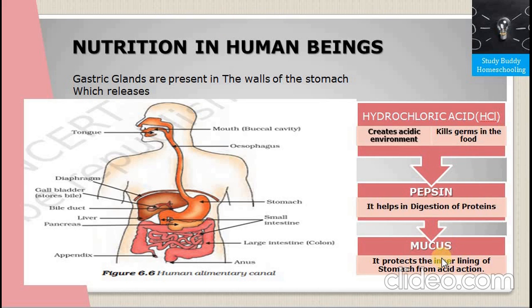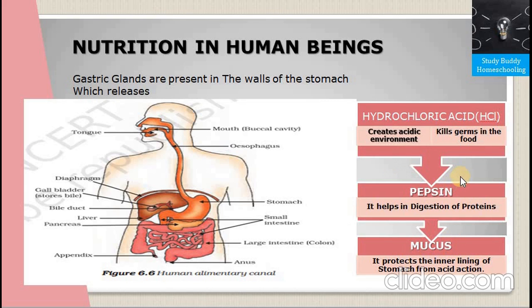Why is this lining important? We all know that HCl is being secreted. HCl can be highly corrosive to the cells and can be very damaging. So what happens is mucus is secreted. It forms a protective layer around the stomach so that the stomach cells are not affected by the HCl. Instead, HCl will be acting only on the food, not on the stomach cells. So this mucus is very important.